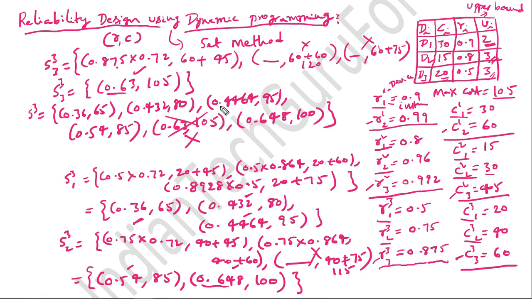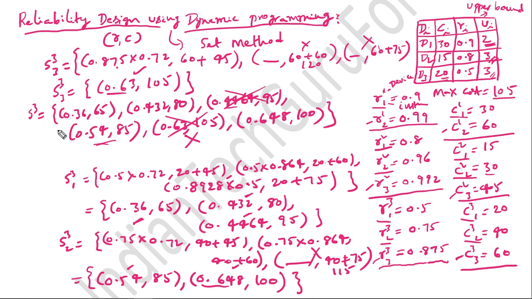Similarly, if you observe here, 0.4464 is less than 0.54, but 95 is greater than 85. So these two ordered pairs are also following the dominance rule. So that's why we need to discard this particular entry also.